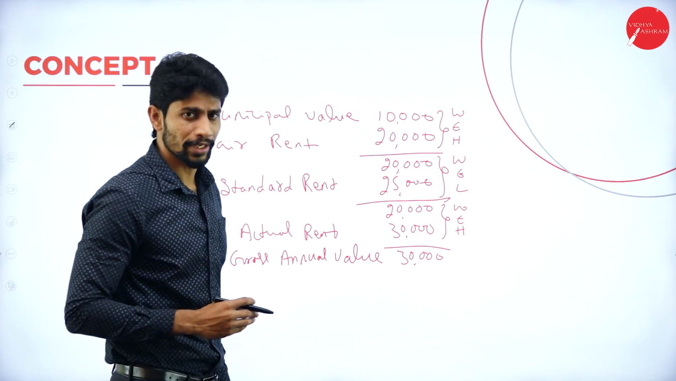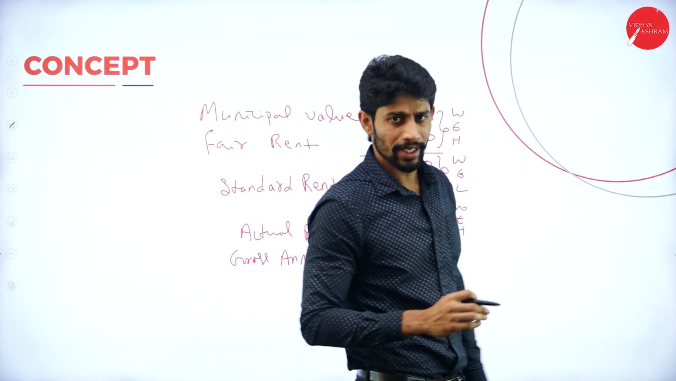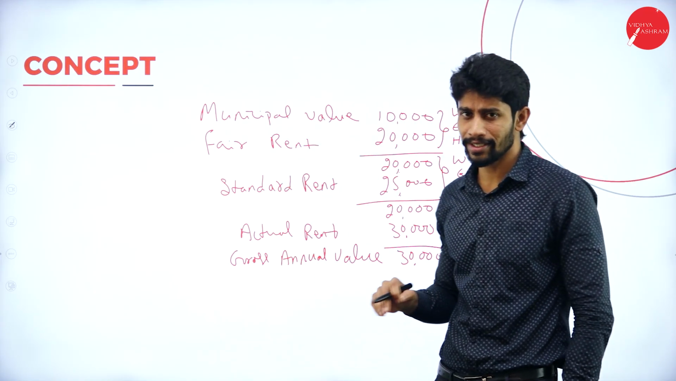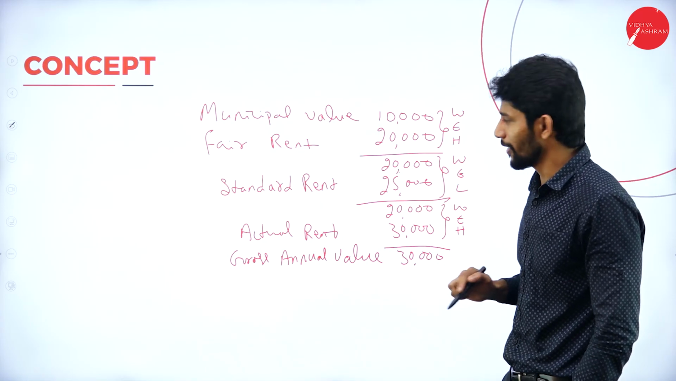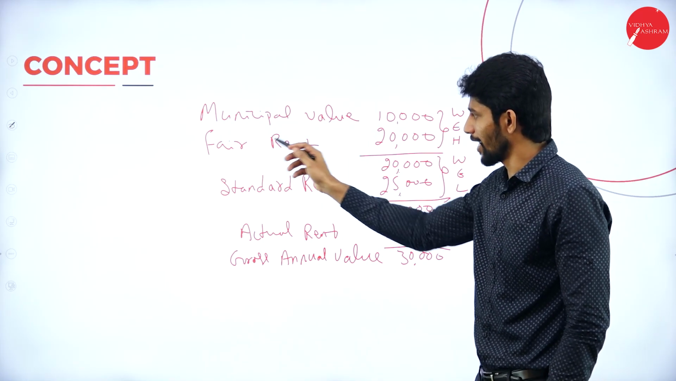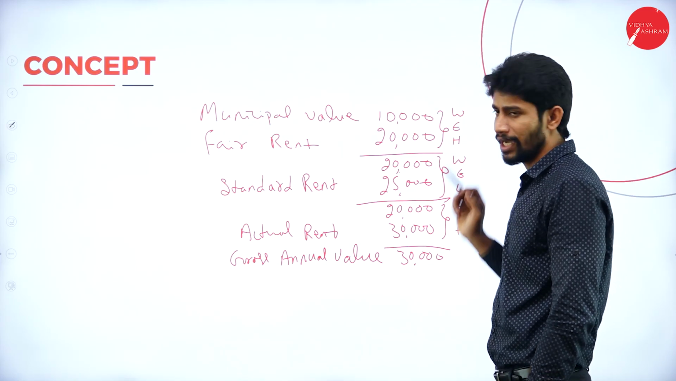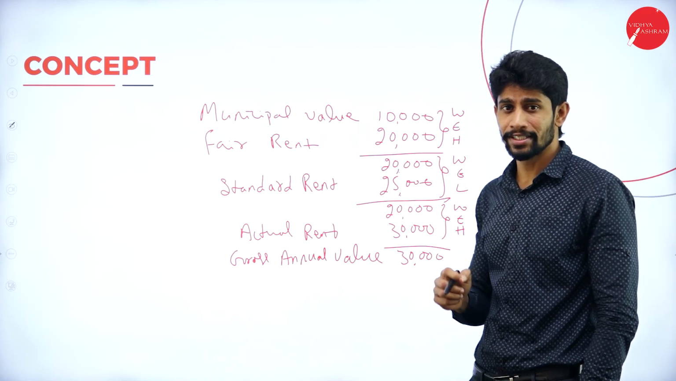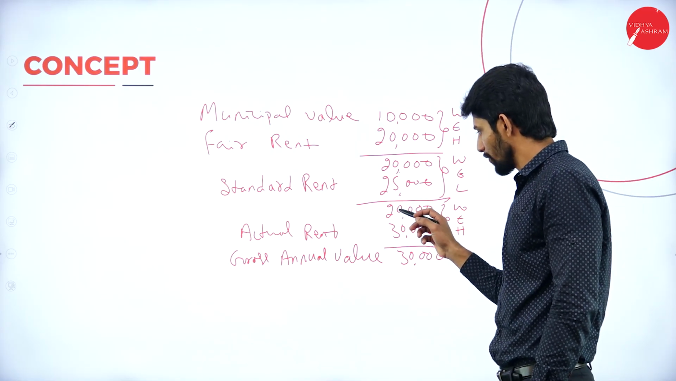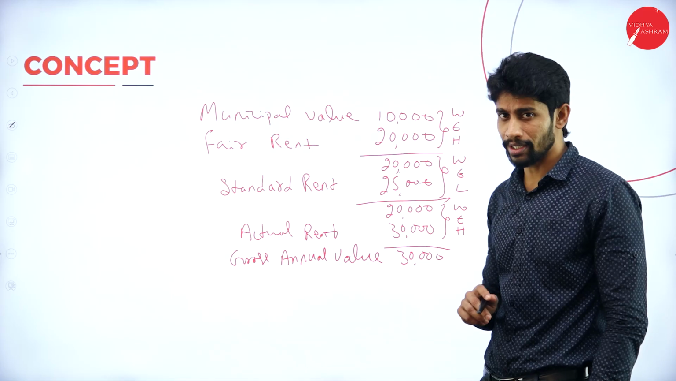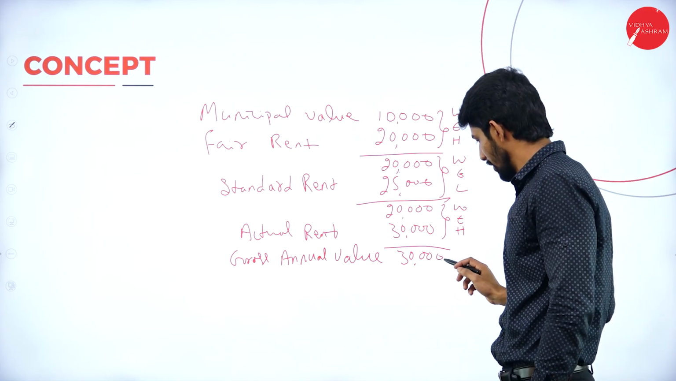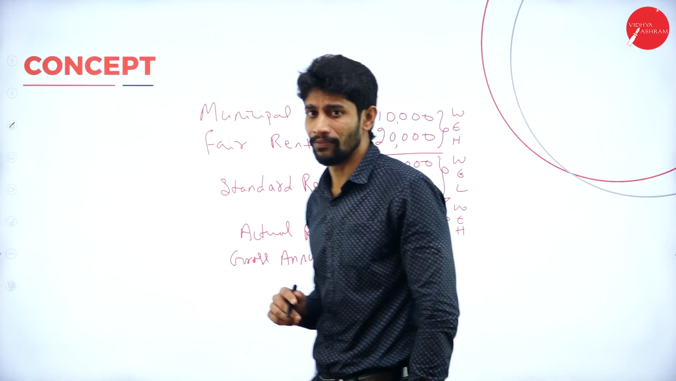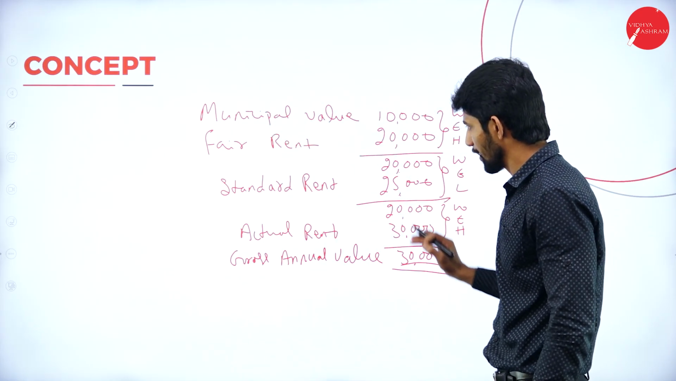So to find out gross annual value, if the four pieces of information are given, like municipal value, fair rent, standard rent and actual rent, just follow this format. First, municipal value and fair rent, in these two whichever is high, take the highest value. Next, compare with standard rent, whichever is low, take the lower value, and compare with actual rent, whichever is high, take the higher value. That higher value will be the gross annual value. So it is very easy, no need to worry about it.